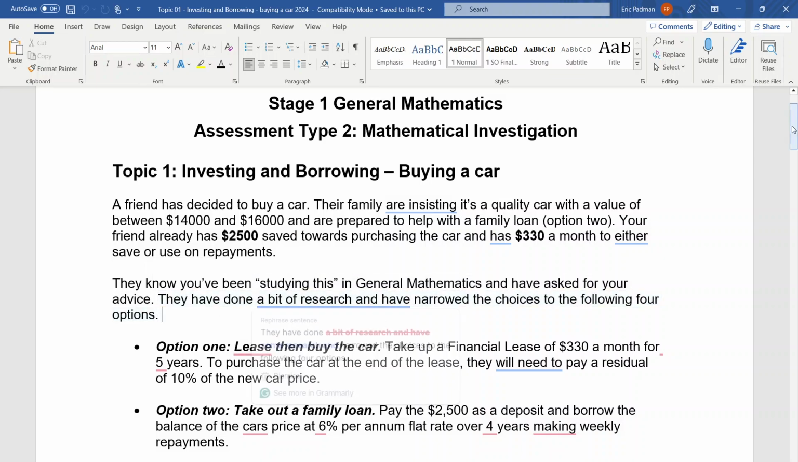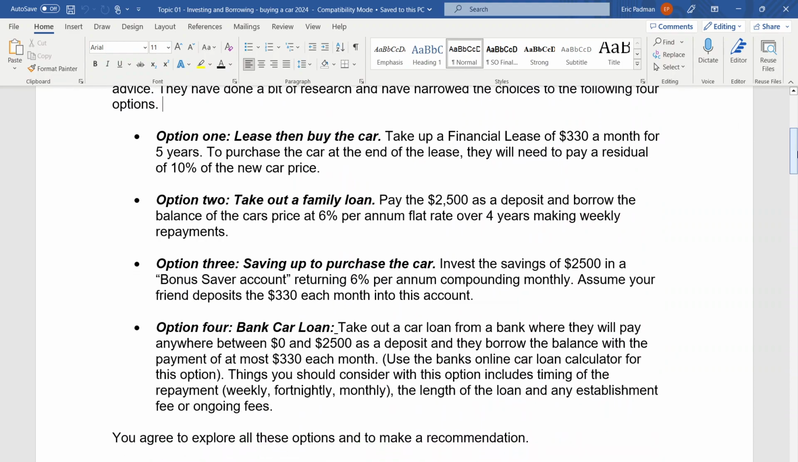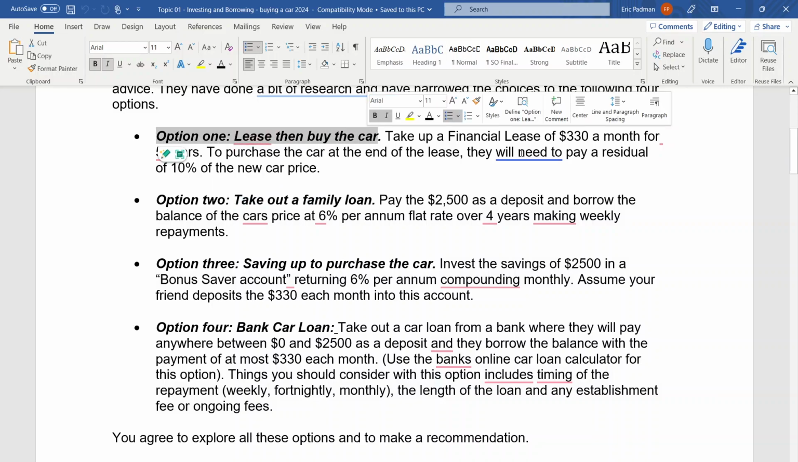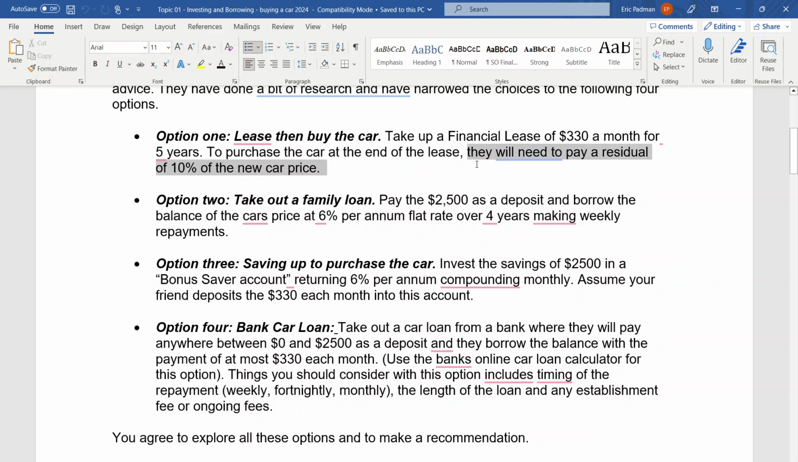Alright, so the options are, you need to do all of these and you need to draw up a comparison to which one is going to be the best. Okay, option 1 is a lease option. They take out a financial lease of $330 a month for 5 years to purchase the car, and the car at the end of the lease. So you're borrowing the car and then you decide to buy the car at the end. When you buy a car after the lease term, you need to pay 10% of the new car price.